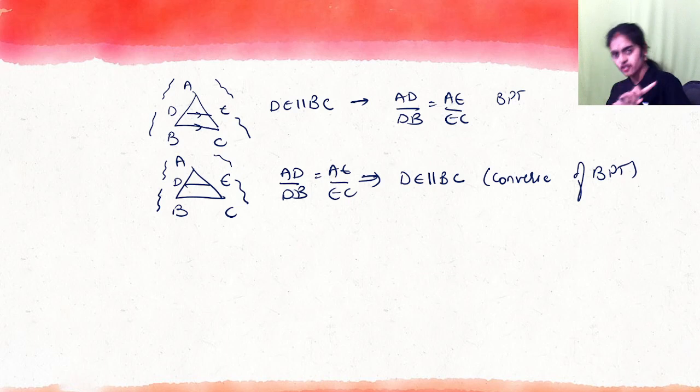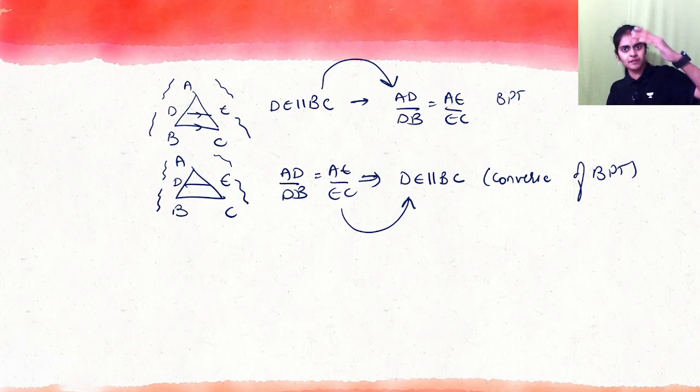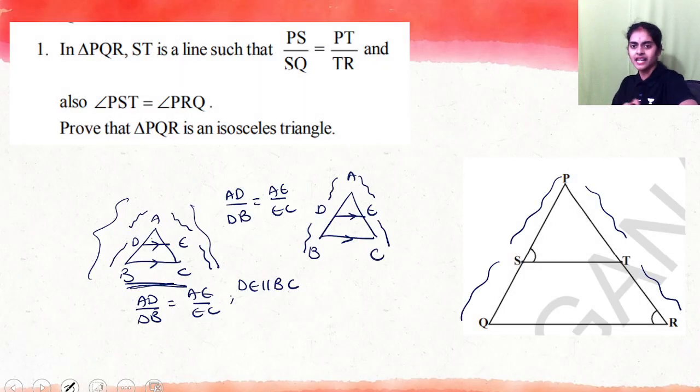Understood? If ratio is given, you can say the line is parallel. If the line is parallel, you can say the ratios are equal. If ratios are equal, then the line is parallel. So this is BPT and converse of BPT. Understood, people? So now, see here.